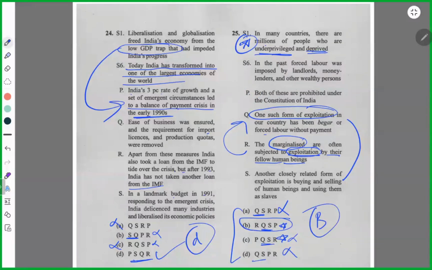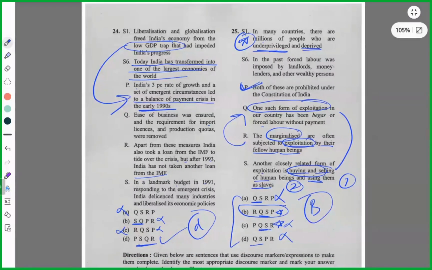Rest, QS is a pair and P is the last one. How? S: Another closely related form of exploitation is buying and selling of human beings and using them as slaves. Buying and selling, one thing. Using them as slaves, two things. Both of these. Got it? Again a confirmation. Clear? Understood?